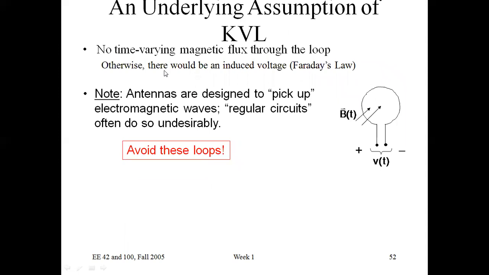So there is no time varying magnetic flux through the loop, otherwise there would be an induced voltage. That is Faraday's law, so it is an underlying assumption of KVL. Note that antennas are designed to pick up electromagnetic waves, while regular circuits often do so undesirably. So avoid these loops whenever such loops are there.